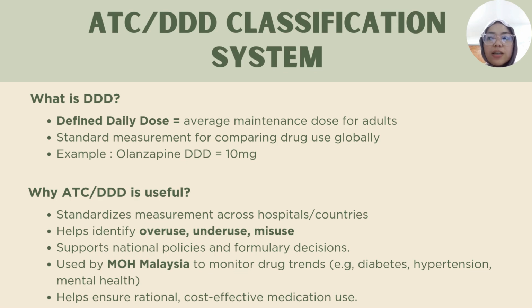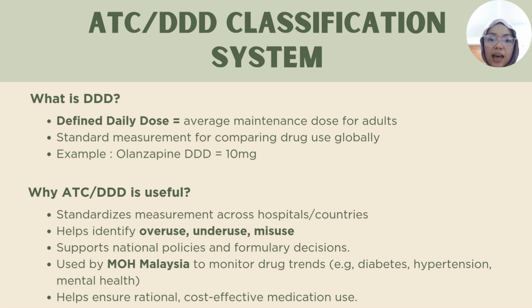So this system is extremely useful to detect overuse, underuse, or unusual prescribed strength. So for example here, if one hospital uses a very high amount of olanzapine compared to the national average, the ATC-DDD data will immediately show that the consumption is higher than expected. So this can signal possible issues like overprescribing, incorrect dose, inappropriate use, or even medication misuse.